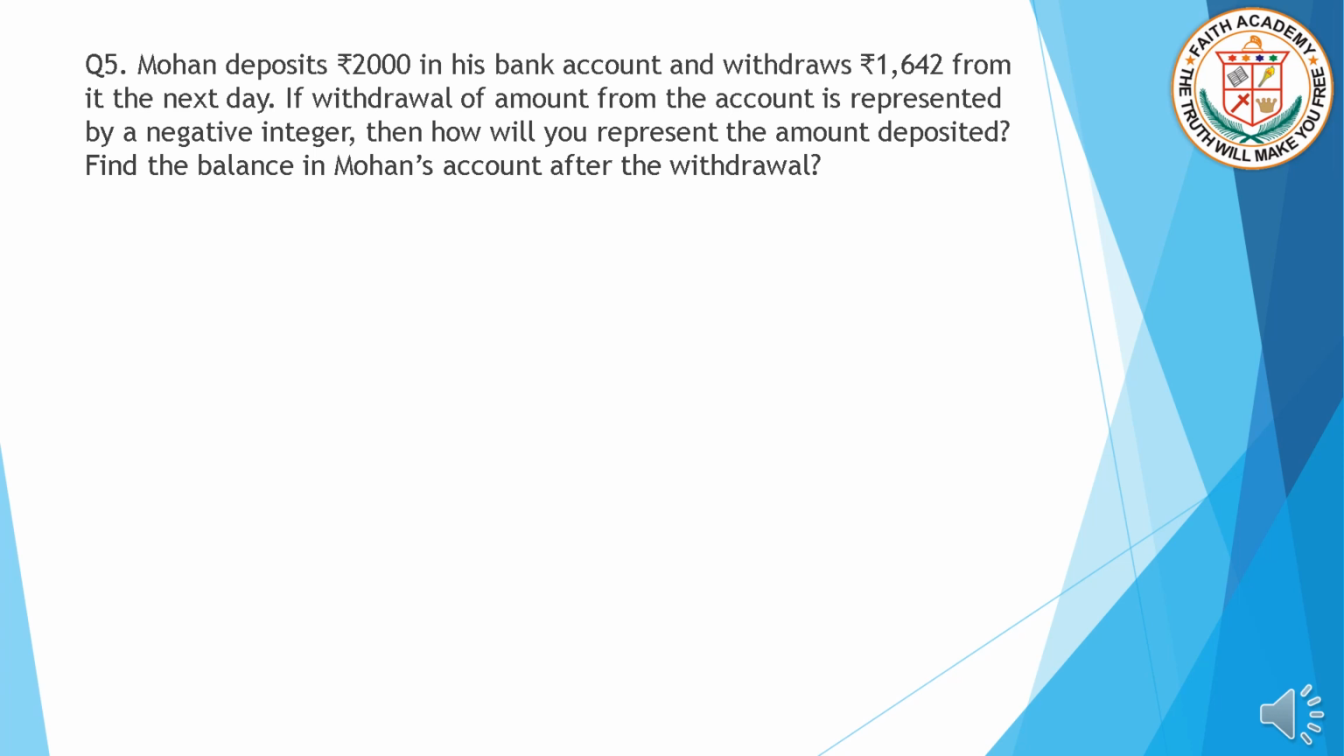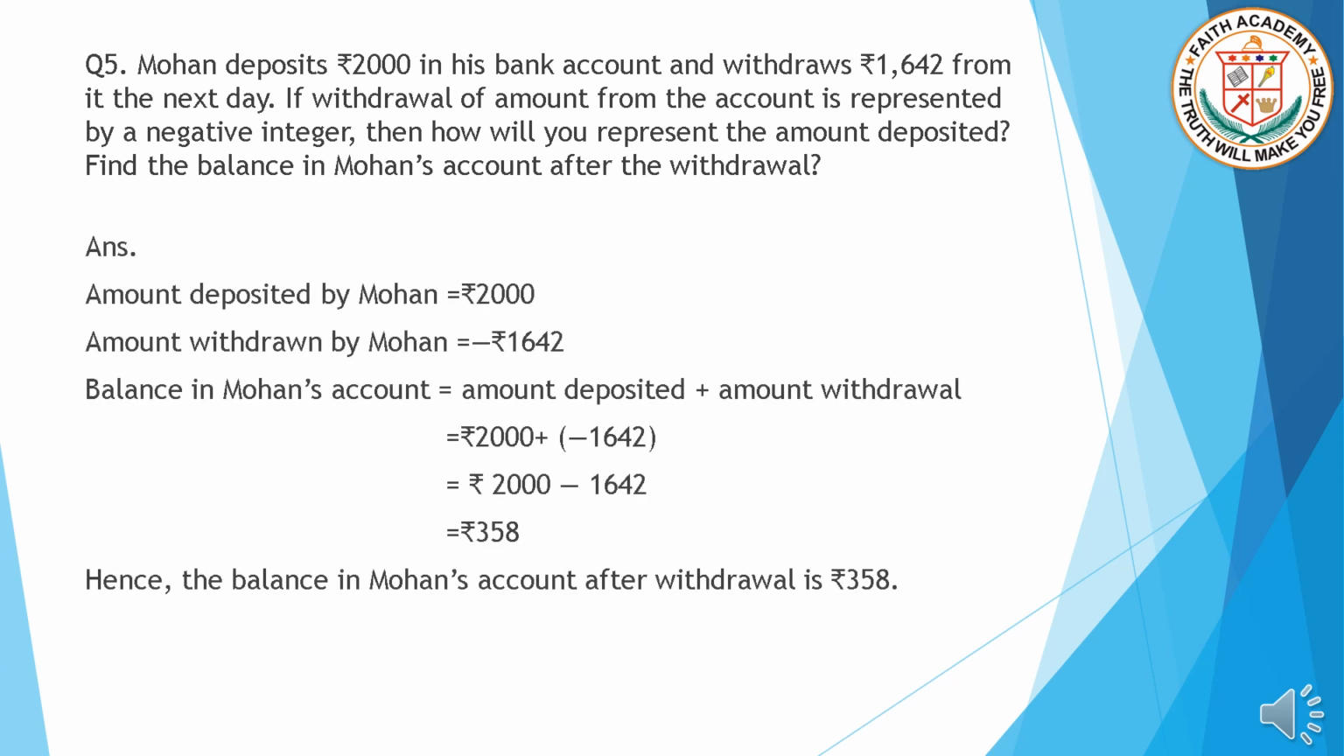So how will we solve this? First step, amount deposited by Mohan is rupees 2,000. Amount withdrawn by Mohan is negative 1,642. Now how much money is left in his account? How will we find out? We will add both the amount deposited and the amount withdrawn. Why are we doing this? Because we are already considering withdrawn as negative. So we will not subtract here, but we will add.